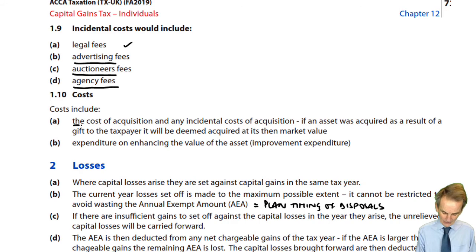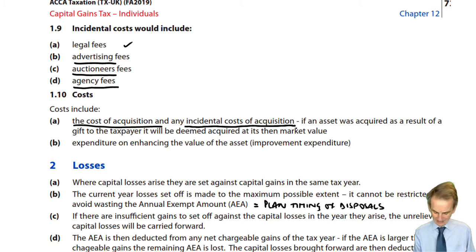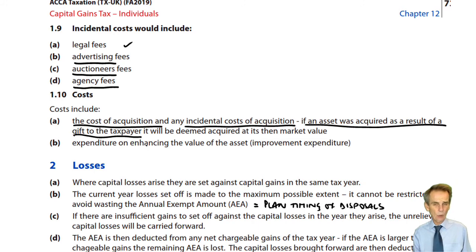Costs. Obviously, when we first buy an asset, the cost of acquisition, and if we were buying a property, we too would incur legal expenses. So there'd be any incidental costs of acquisition. If an asset was acquired as a result of a gift to the taxpayer, again, we haven't always bought it at full value. It may have been gifted in full or in part to us. Then, if that was a result of a gift, it would be deemed acquired at its then market value.